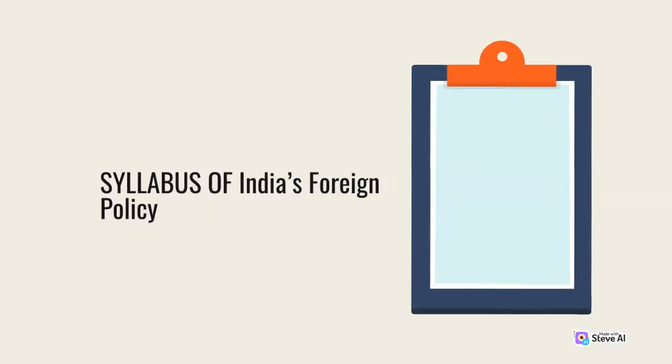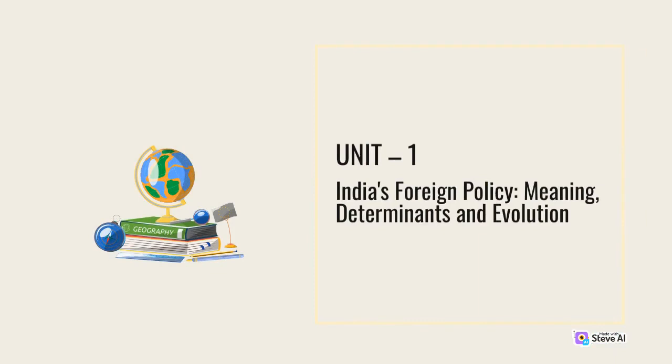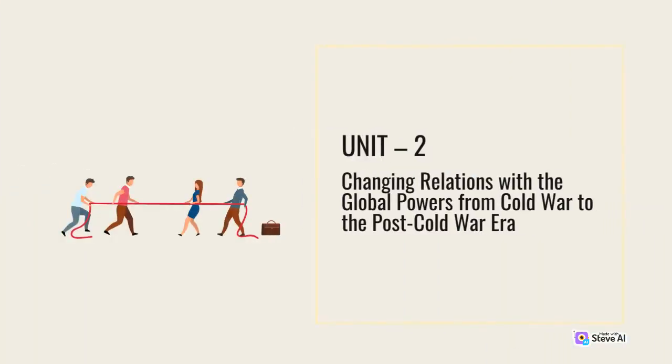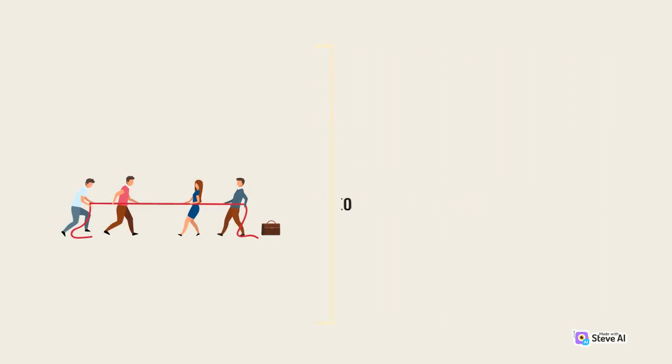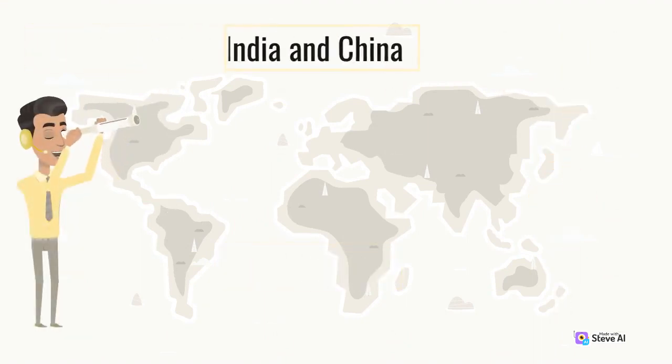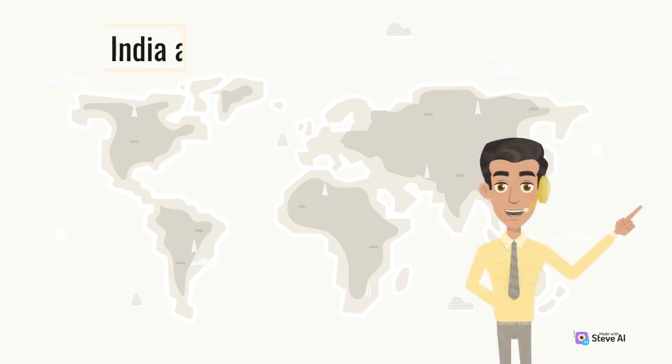Syllabus of India's Foreign Policy. Unit 1: India's foreign policy, meaning, determinants and evolution. A. Domestic and international determinants of India's foreign policy. B. Objectives and principles. C. Non-alignment and beyond, concepts, policy and relevance. Unit 2: Changing relations with the global powers from Cold War to the post-Cold War era. India and USA. India and Russia. India and China. India and EU.